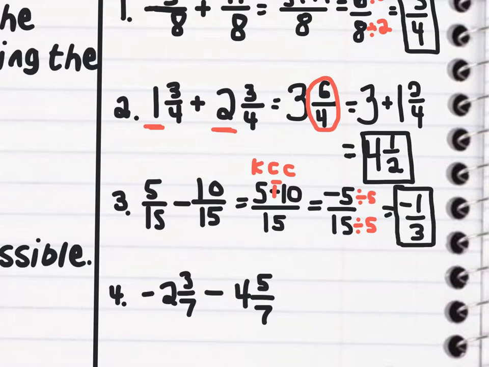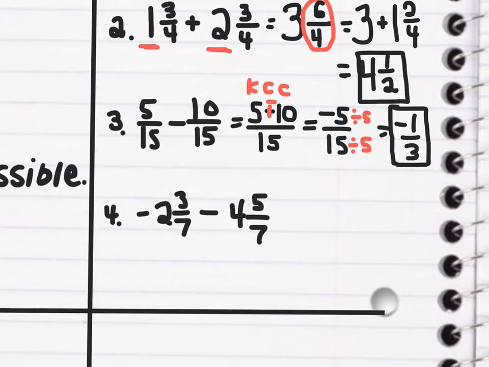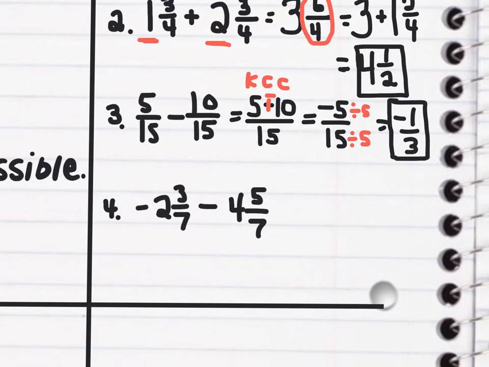Okay, now let's take a look at the last problem, number 4. On number 4, we have a subtraction problem. So again, we want to change it to addition. We're going to do keep, change. And I'm going to just do that right on top of this problem. I'm not going to rewrite it since I don't have a lot of space. I keep the first mixed number and then change.